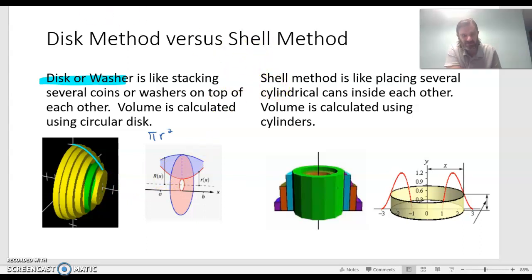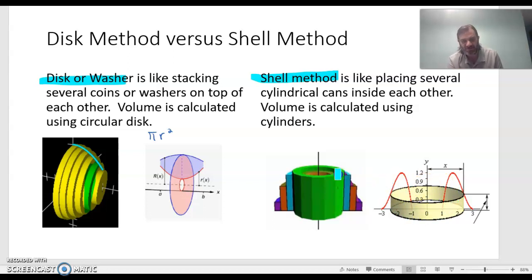So what we're going to look at now is a different method called the shell method, and what it does is it takes cylinders. So basically we're still doing the same idea, taking a region and rotating it around some line, but when we start to add things up, we're going to treat them as little bands or shells, the outsides of cylinders.